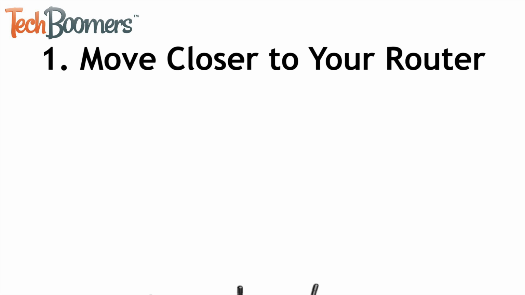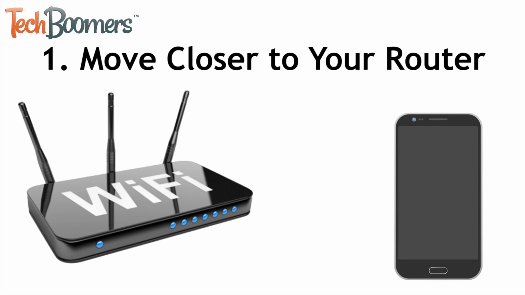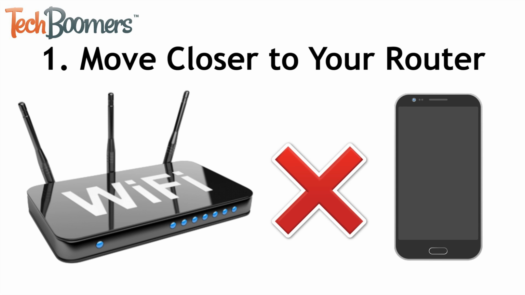Our first tip is to simply move closer to your Wi-Fi router. If you're in another room or on another floor of your house, you might be too far away from your router, and your Android could be having trouble connecting due to a weak signal.